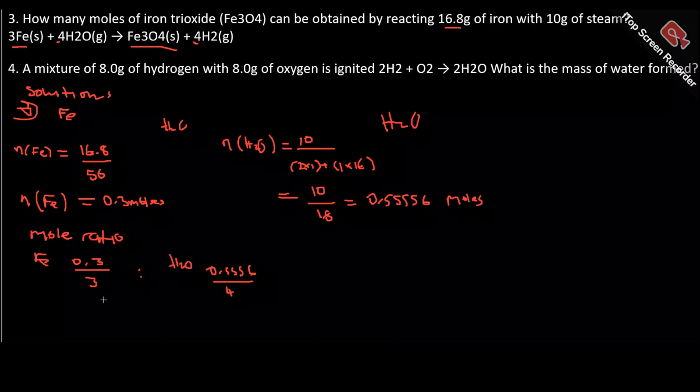But when you divide, this side you're going to have 0.1. What about this side? 0.138, which is just 0.4. Now between this one and this one, which one do you think is greater? This guy is greater, this one is small. Okay, so iron is the limiting reagent.